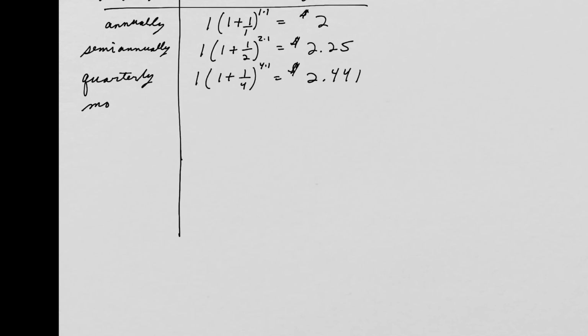Monthly. So K is 12. And that turns out to be $2.613. And of course we can keep going. So daily, I won't keep writing down the entire equation, but it's going to be a little bit more, right? It'll be 2.715.